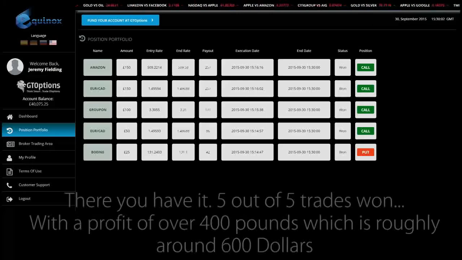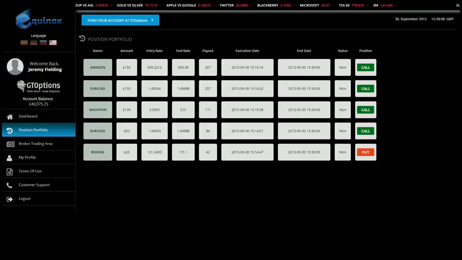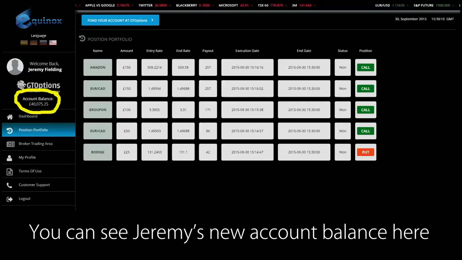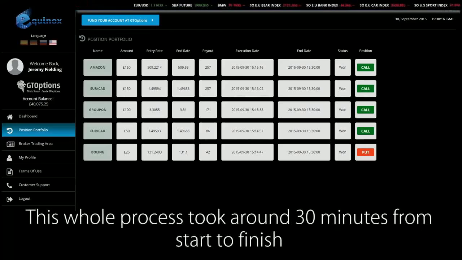There you have it, 5 out of 5 trades won, with a profit of over 400 pounds, which is roughly around $600. You can see Jeremy's new account balance here. You can withdraw this whenever you like. It can take anywhere from 3 to 5 business days. This whole process took around 30 minutes from start to finish.